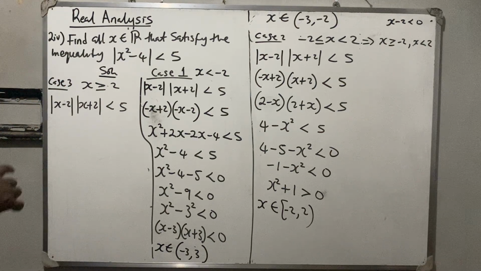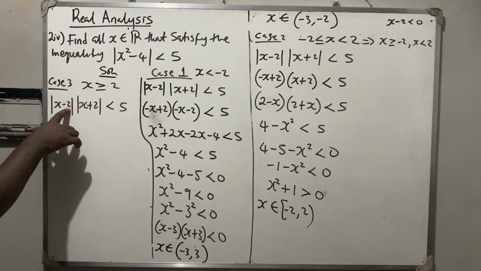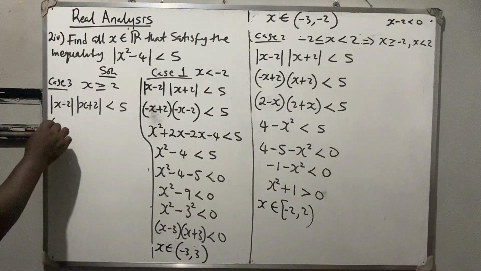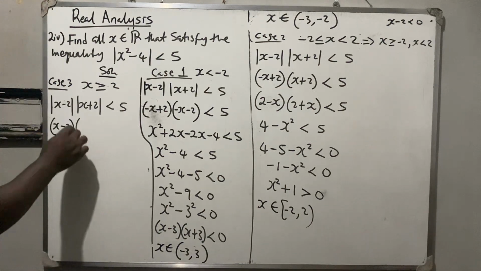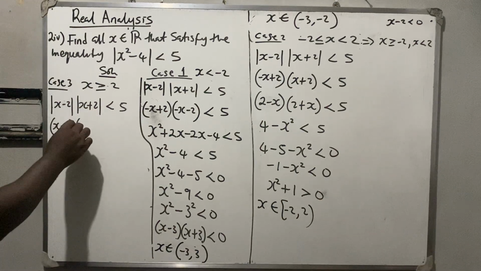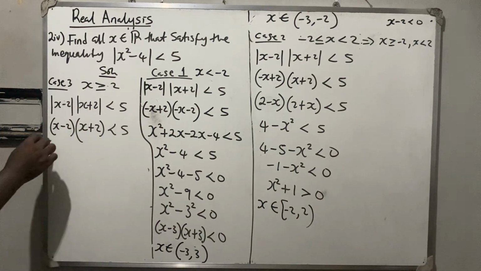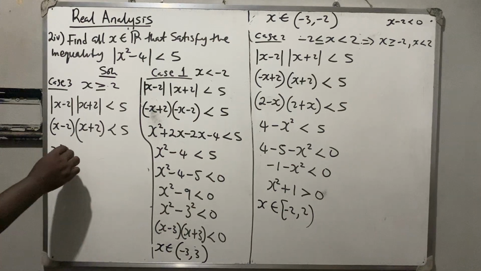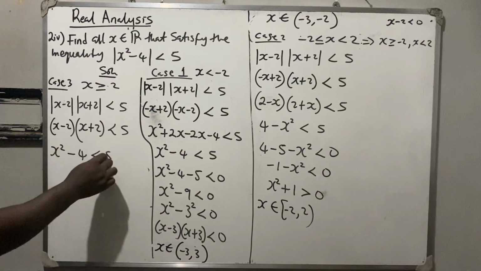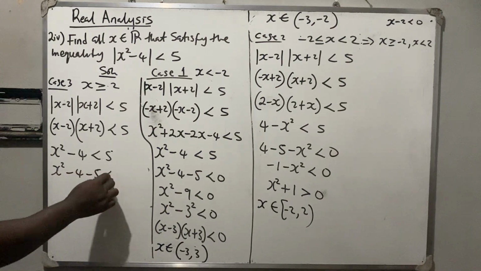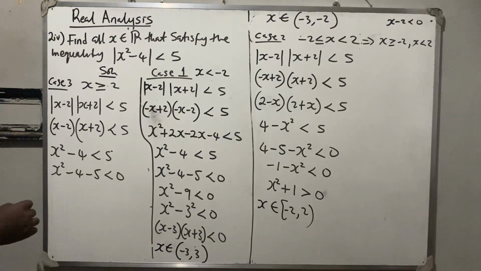Let's say 3. If you put 3 here, 3 minus 2 is positive, and the absolute value of a positive number is positive. And here again, if you put 3, it is equally positive. Then it says it's less than 5. So if you open this bracket, you're going to have x squared minus 4 is less than 5. So x squared minus 4 minus 5 is less than 0. So what do we have?